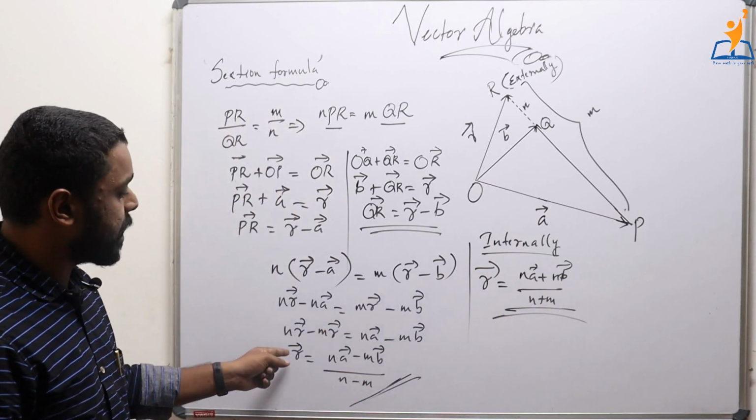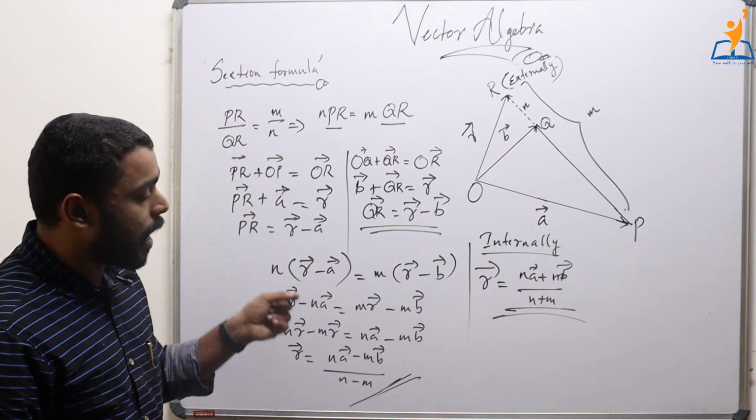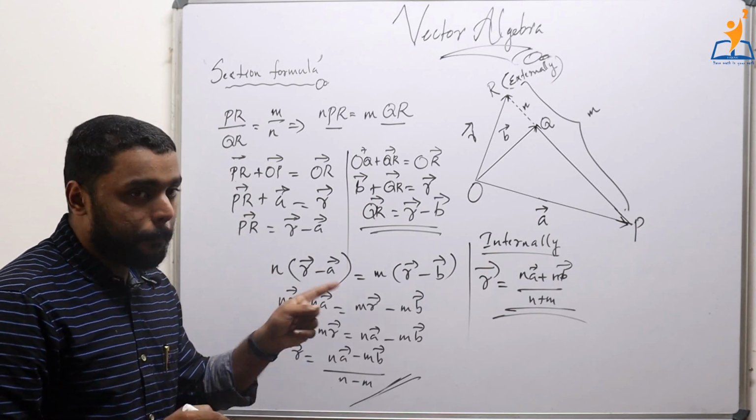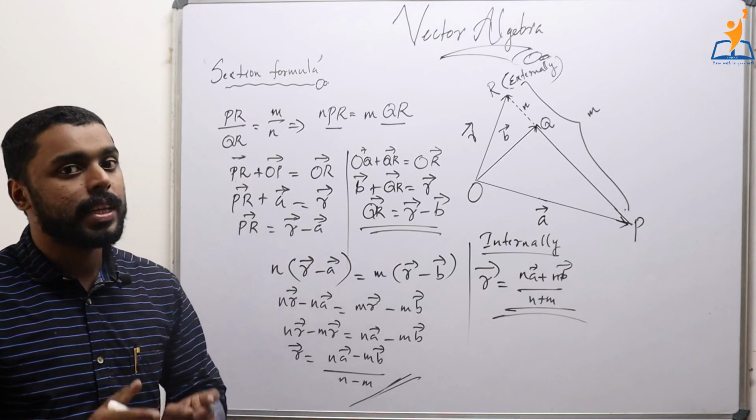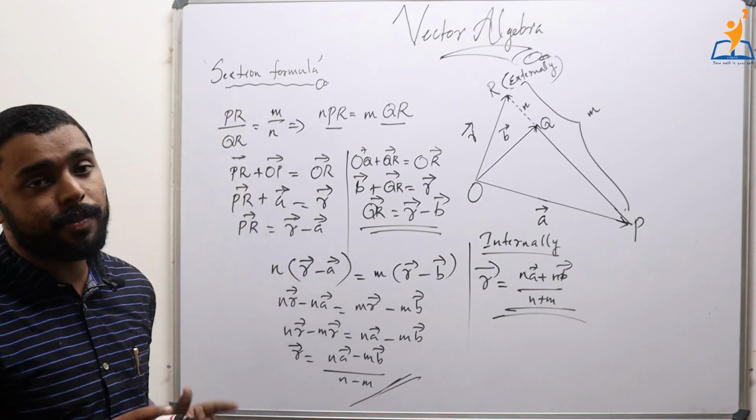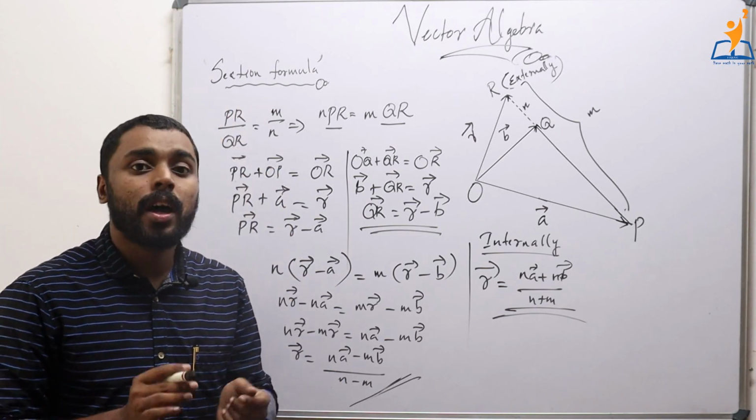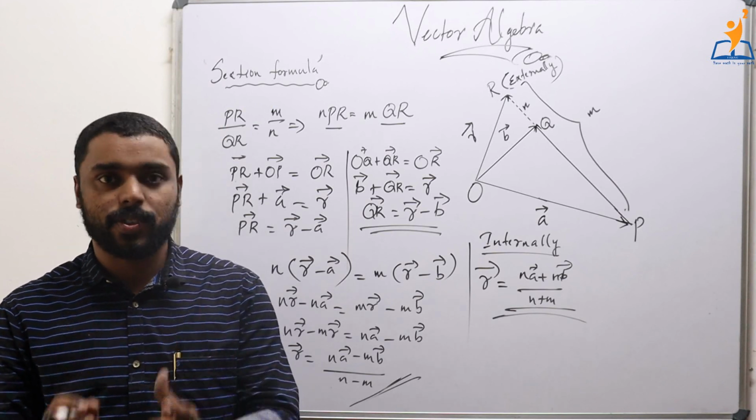Whereas if the division is external, then the position vector of the point R is (mB − nA) divided by (m − n). So always focus on these two formulas, because these are very important formulas called the section formula in mathematics or vector algebra. It is very important and it will be asked in your exams. So we shall move to the next.